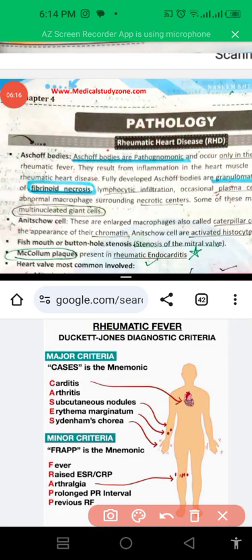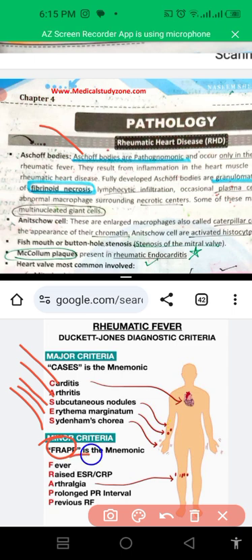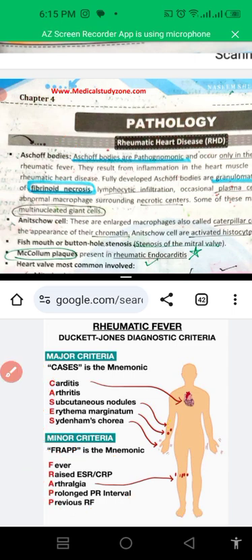It is a condition in which there are different findings of the heart. Patient will have carditis, arthritis, subcutaneous nodule, erythema marginatum, Sydenham chorea, in rheumatic heart disease. Another is minor criteria: the patient will have fever, chest pain, raised ESR and CRP, joint pain, arthralgia, and prolonged PR interval in rheumatic heart disease.